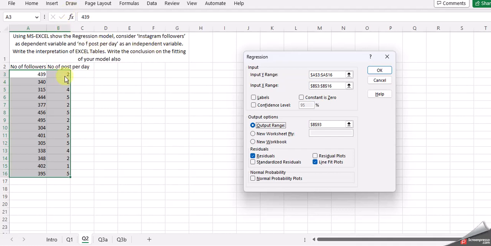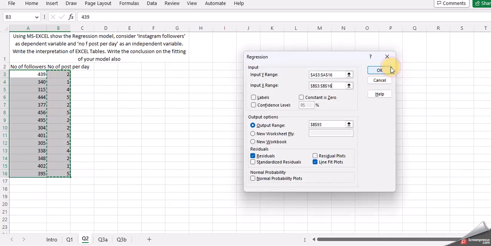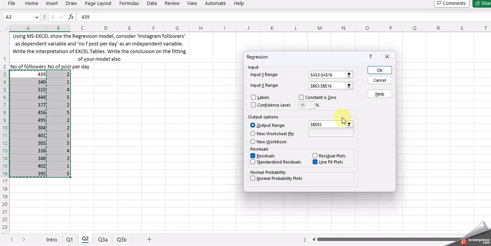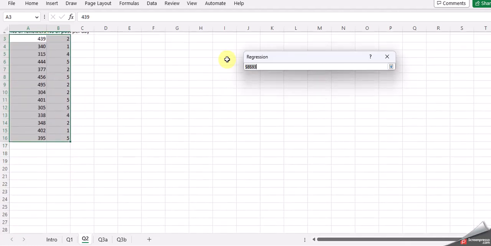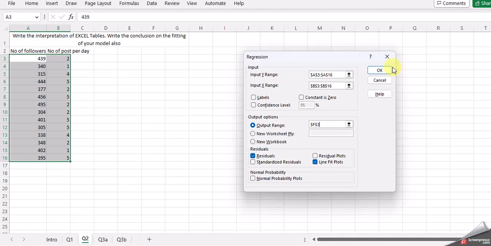So this is row B. So you can just select it like this. Don't select the headings, so you have to just select the data. This is my X. Now I'm going for Y. This is my Y. Then go ahead and select your output where you want to see your output. Here I want to see my output on this cell.